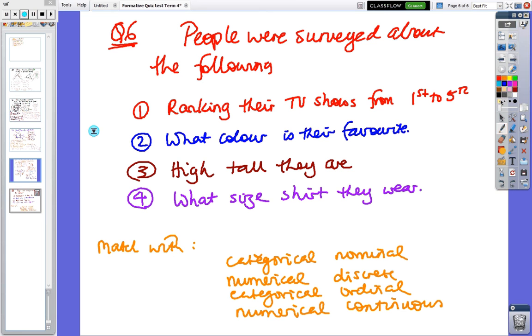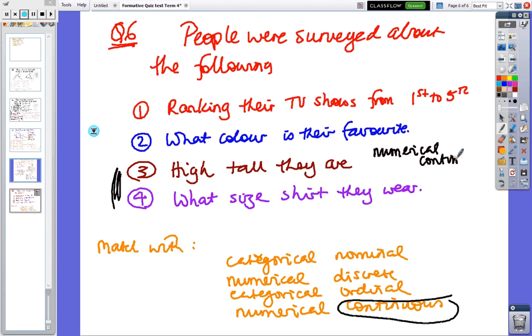Okay, so we'll do the numbers first. So we'll do 3 and 4 because they're easy to do. Now, how tall you are is a measurement, and measurements are continuous. So that is numerical continuous. And what size shirt is a number, like size 12, 14, 16. So that's numerical. And they only come in certain numbers, so that's numerical discrete.